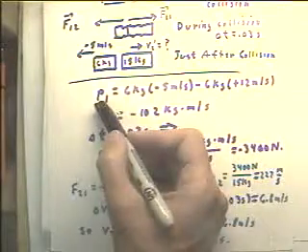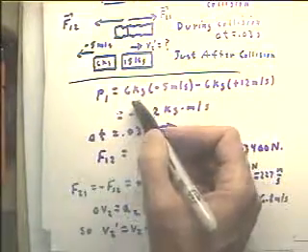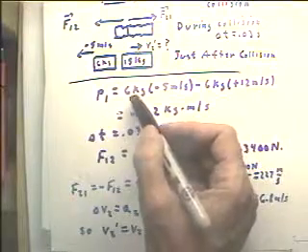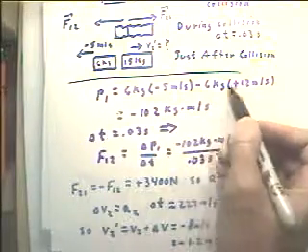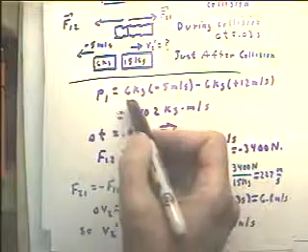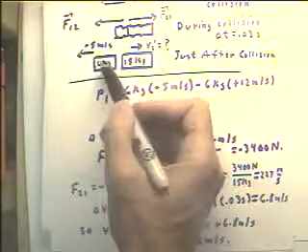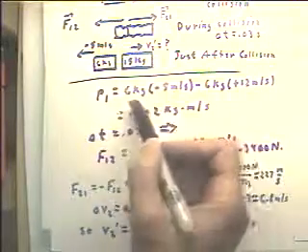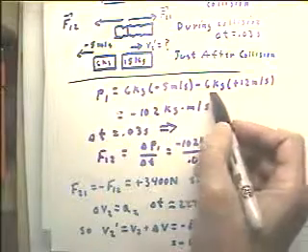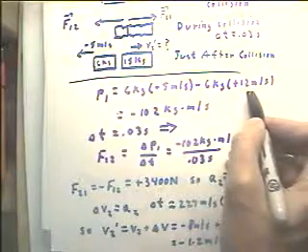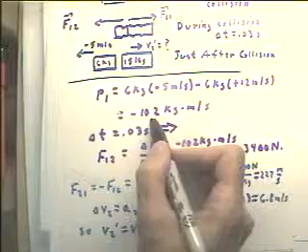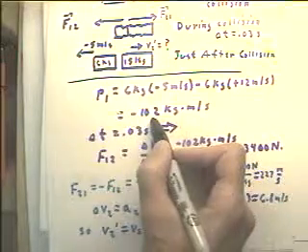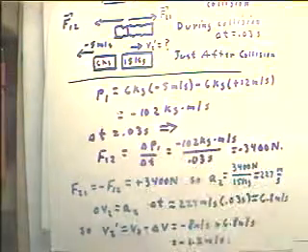But our delta P1 is the final momentum minus the initial momentum of object 1. The final momentum is the negative 5 meters per second times the 6 kilograms. The initial is the 6 kilograms times its original 12 meters per second. So the momentum change is negative 102 kilogram meters per second.